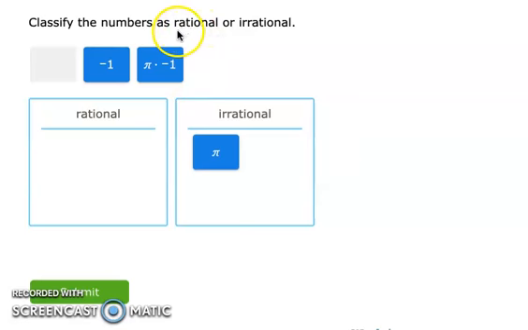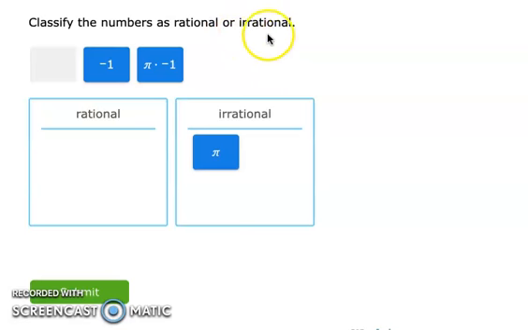Before we get started, let's talk about what rational numbers are. A rational number is any number that can be converted into a fraction. Any number. If you can make it into a fraction, then it's a rational number. And we'll talk about how to change a number into a fraction as we work out this problem.